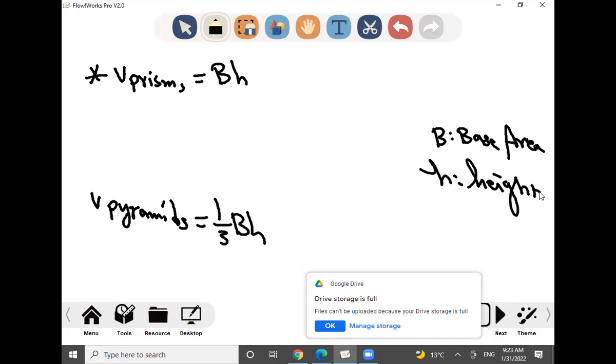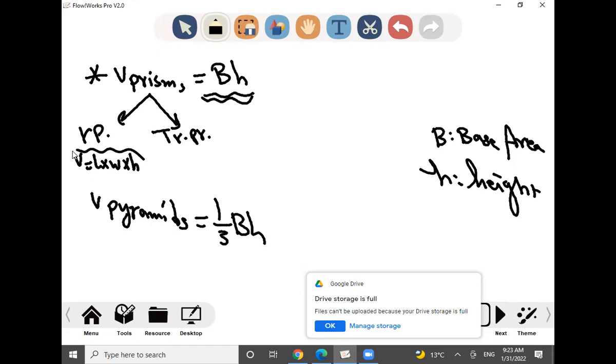Now, for the prisms, we took two special cases: the rectangular prism and the triangular prism. But for any prism, always use this: look at the base, find its area, and multiply by the height. For the rectangular prism, we said the volume equals length by width by height. This is only for this, not for any volume. Be careful about that, okay?